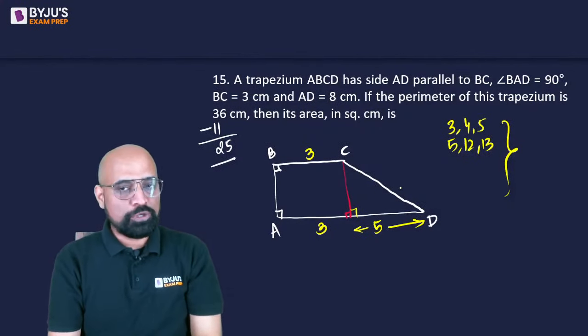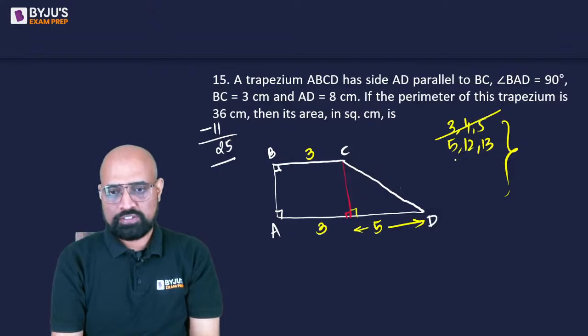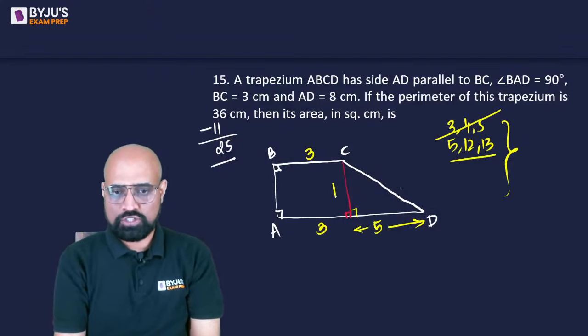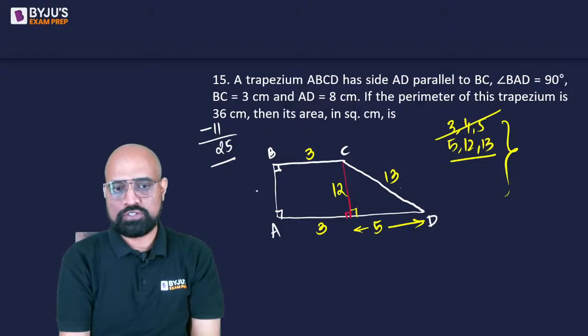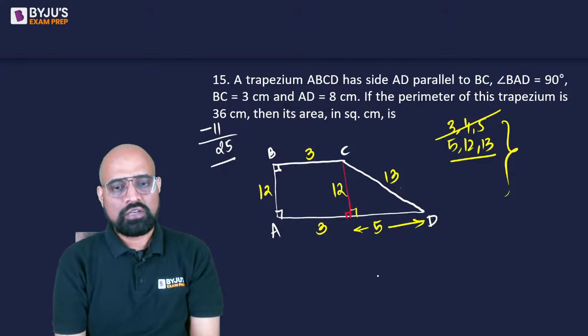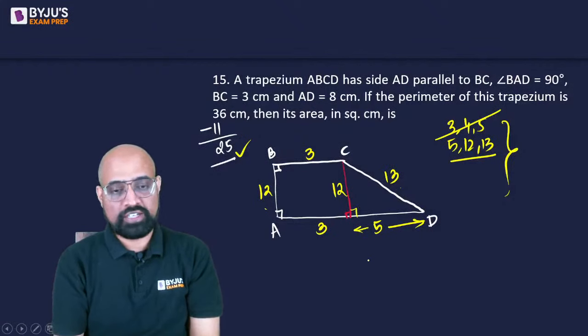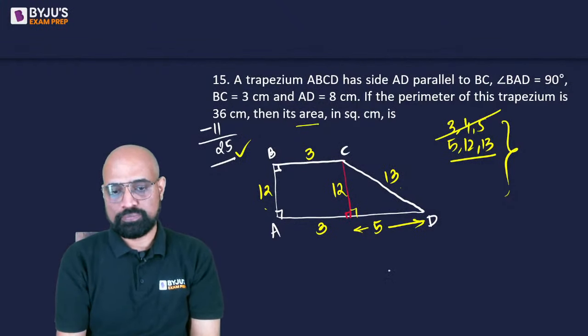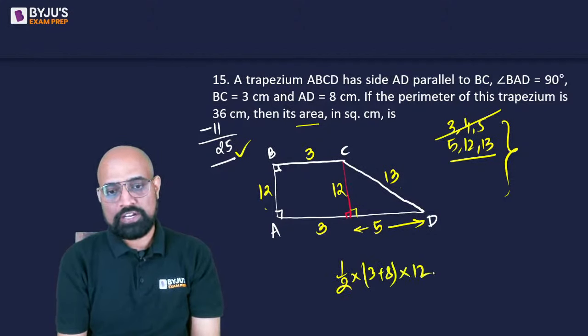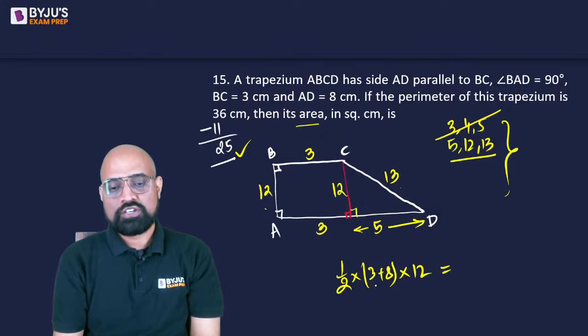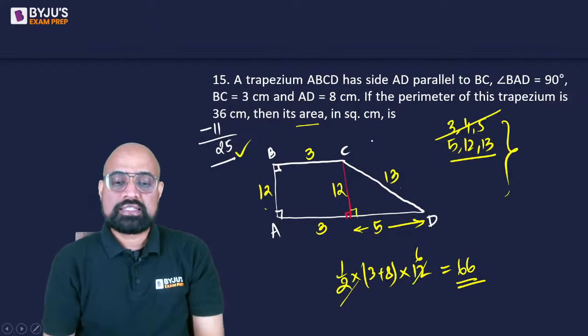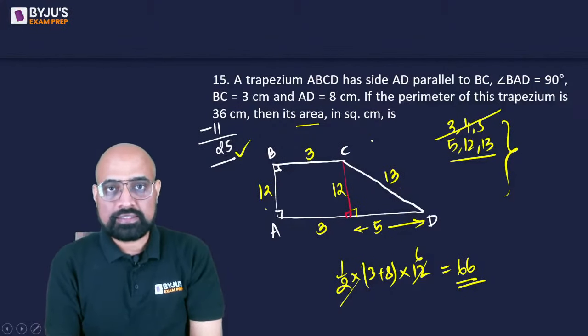Now 5 is the hypotenuse in the first one, so this will not make sense. 5, 12, 13 makes sense. So this should obviously be 12, this should be 13, this is 12. 12 plus 13 is 25. Quick. So perimeter is 36, parallel sides are 3 and 8. What is the area of this trapezium? Half into the sum of parallel sides into the perpendicular distance between them, which is 12. So this is 11 into 6, 66. Since this was a TITA question, we had to type in 66.